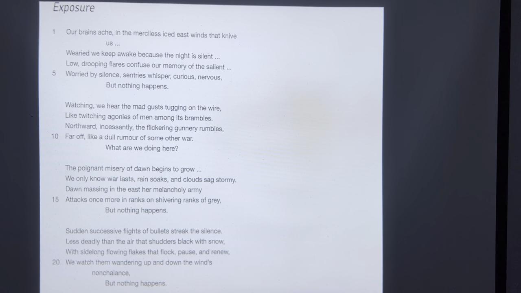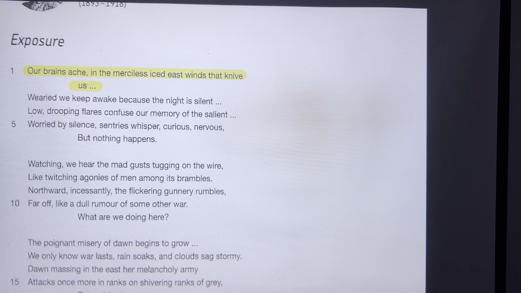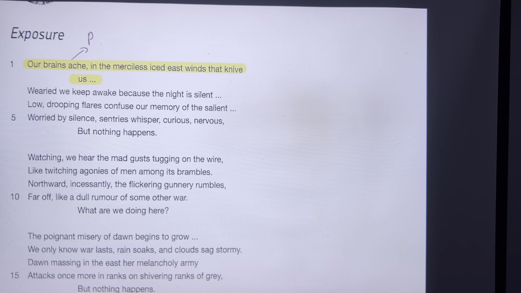Now, how are we looking at this particular poem? First things first, guys, it begins with "our brains ache in the merciless iced east winds that knife us." Over here, I want to talk about personification. And then I want to talk about the sibilance. And then I want to speak about the enjambment. So we've got structure and we've got language. Sorry, we've got form and language done straight away.